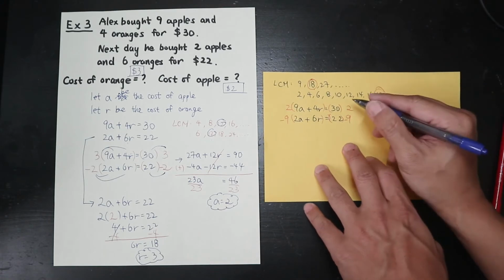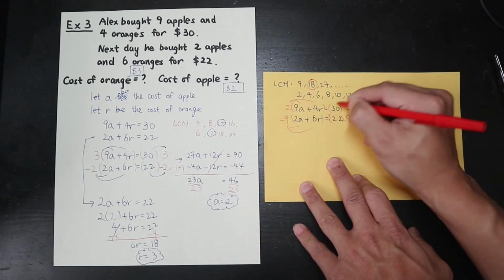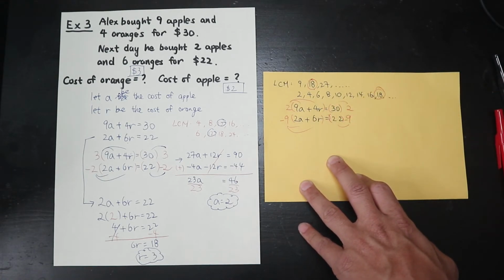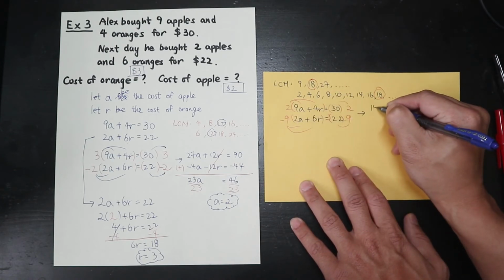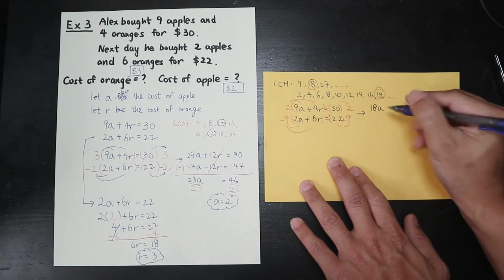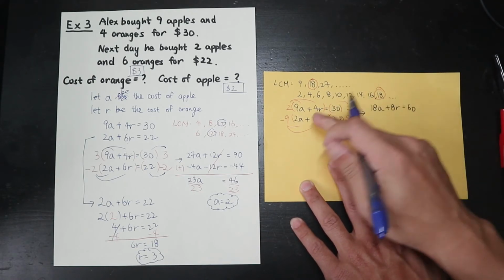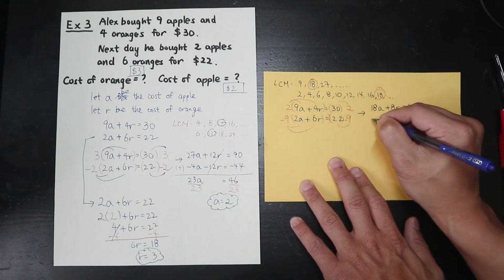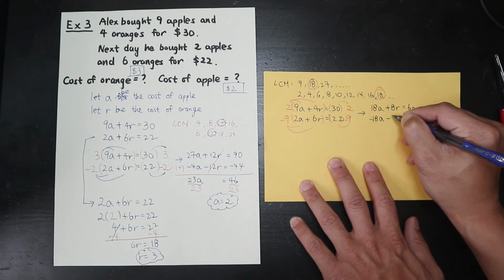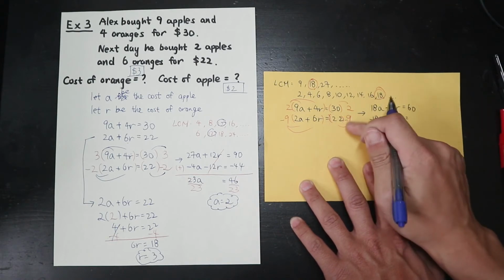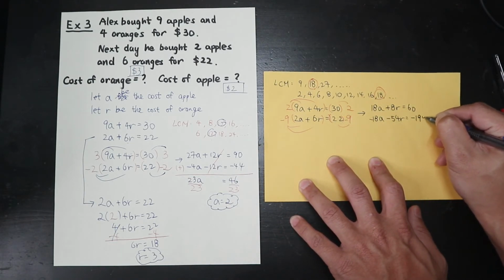So from here, you have to be careful. You're going to distribute. That's the hardest part, to multiply correctly. 2 times 9 is 18a. 2 times 4 is 8r, plus 8r. 30 times 2 is 60. Then on the second equation, negative 9 times 2 is negative 18a. Negative 9 times positive 6 is negative 54r. And then 22 times negative 9, with the calculator, is negative 198.